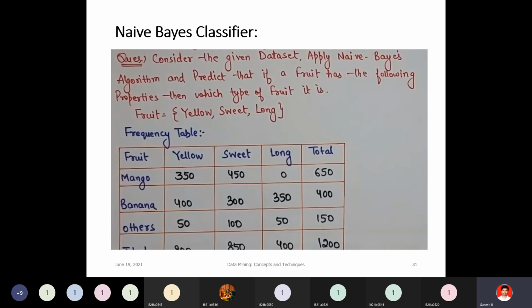We have to predict the fruit that has the following properties: yellow, sweet, long. Having these properties means it should contain all of them: the fruit should be yellow, and it is sweet, and it is long. Three properties, and not 'or'. In the square brackets, the comma means 'and': yellow, sweet, and long.